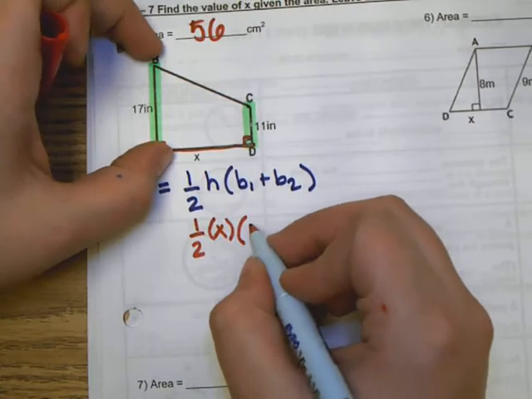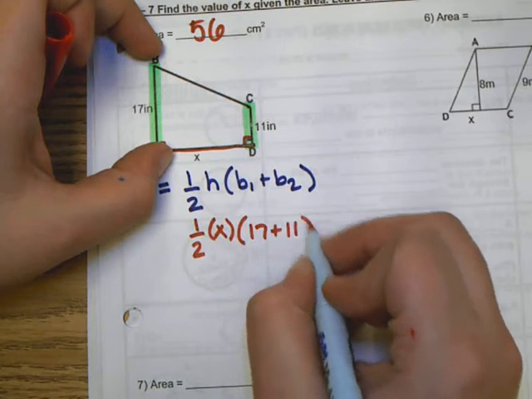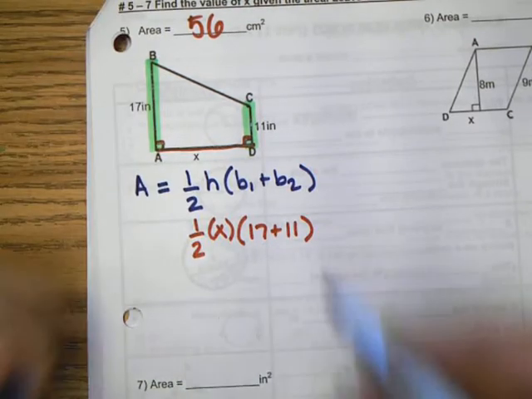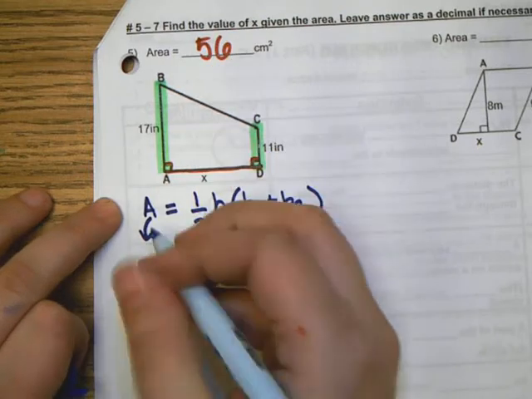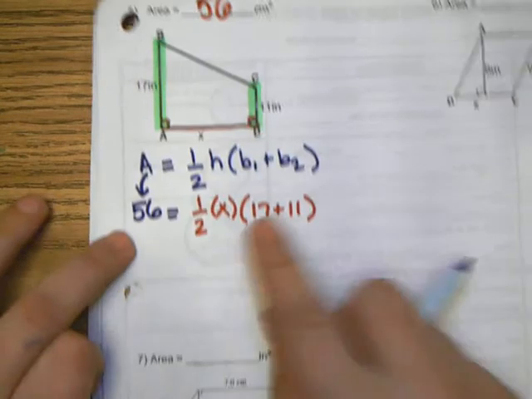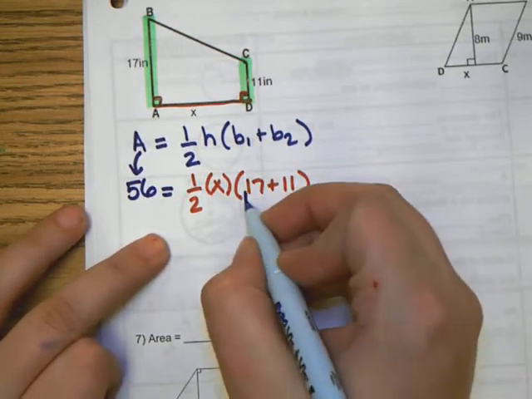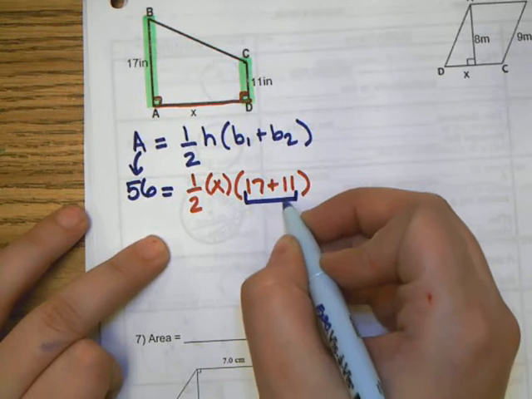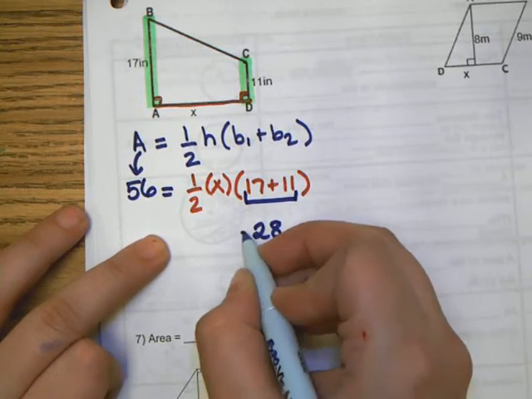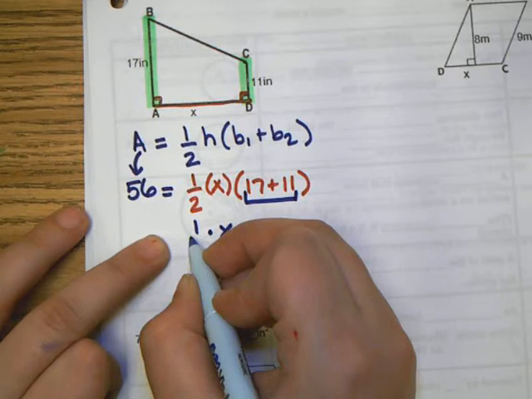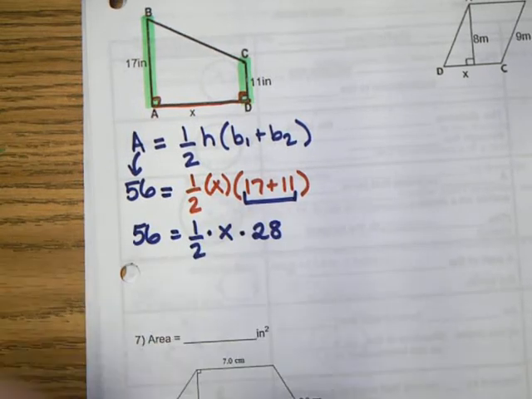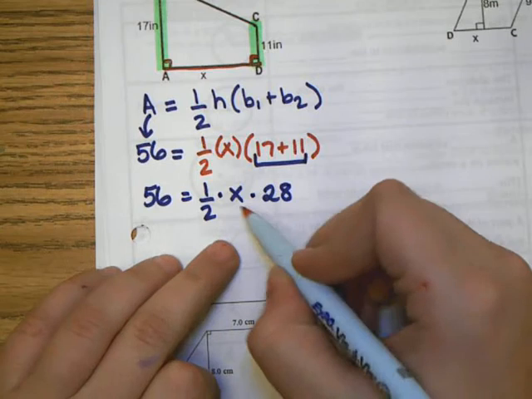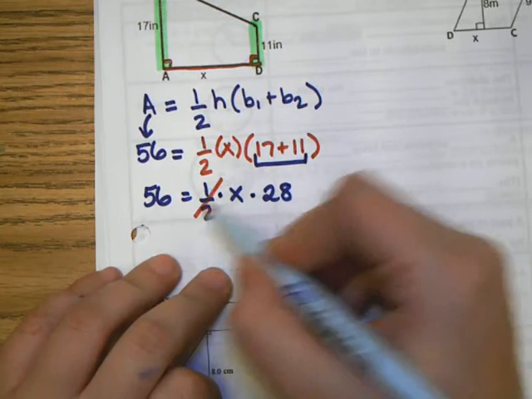And then I'm going to substitute the values in. So the height is right here. It makes a right angle with the bases, so that's x. And then base 1 and base 2 is 17 and 11. And then we're going to substitute also the area that would be given, 56. And then we're going to simplify. So 17 plus 11, 28.